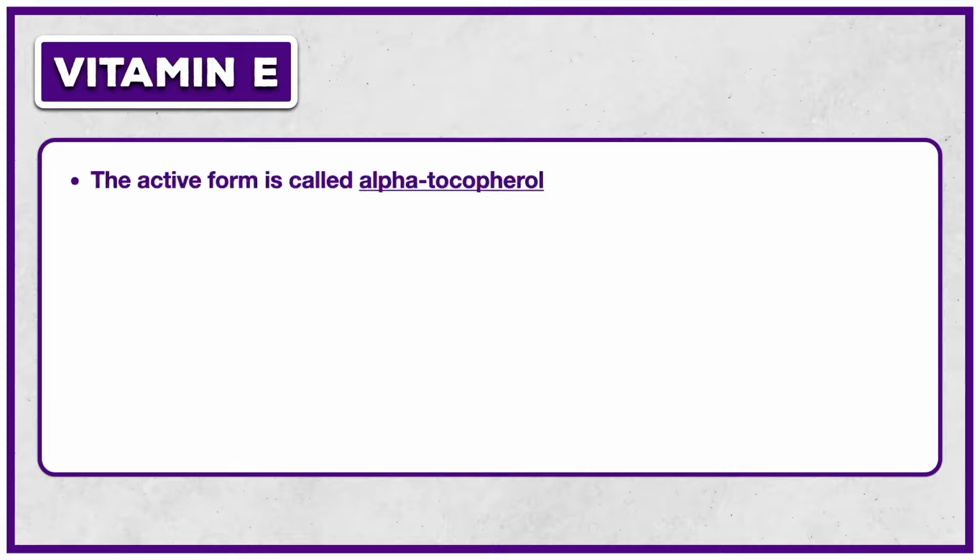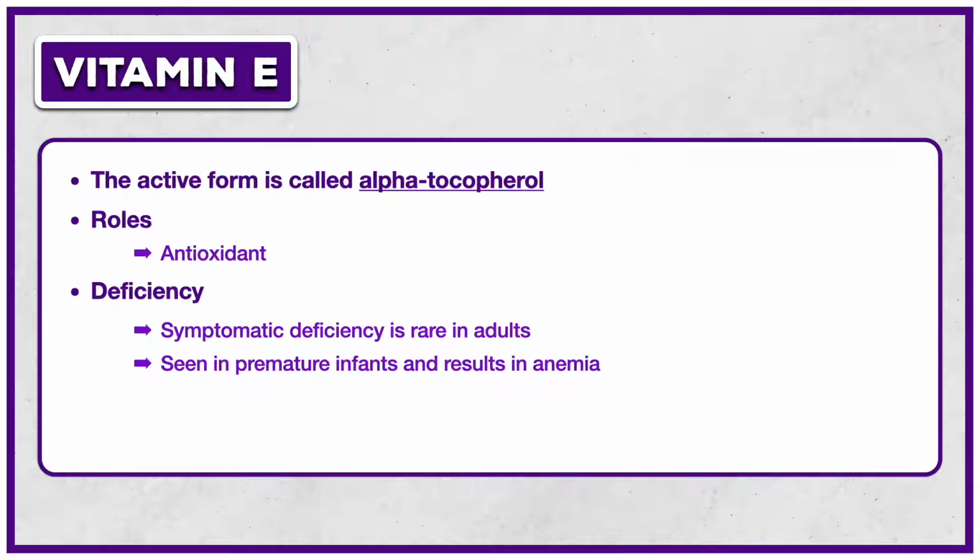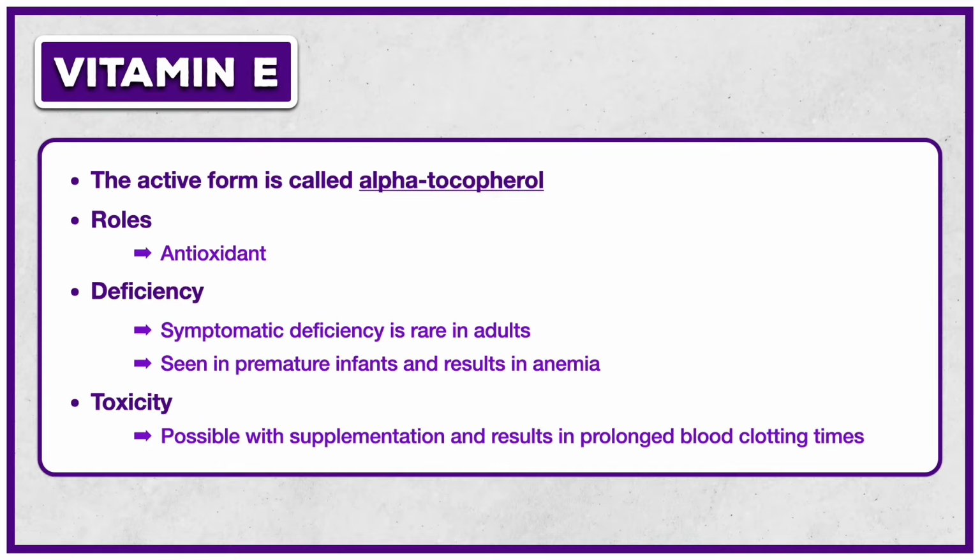The active form of vitamin E is called alpha-tocopherol. Its primary role is to serve as an antioxidant, meaning it protects against oxidative stress in the body. If not controlled, oxidative stress damages cells and DNA, and has been implicated in the development of various chronic diseases. Symptomatic vitamin E deficiency is rare in adults, but is seen in premature infants and results in anemia, which impacts the ability to deliver oxygen to cells. Like the other fat-soluble vitamins, toxicity is possible with supplementation and results in prolonged blood clotting times, increasing the risk of excessive bleeding.